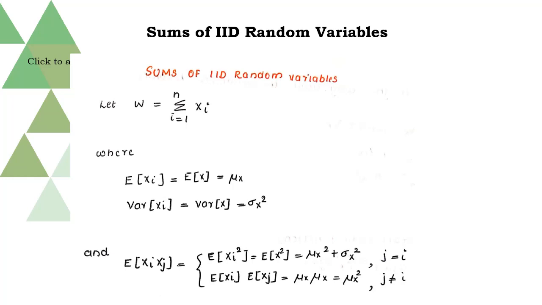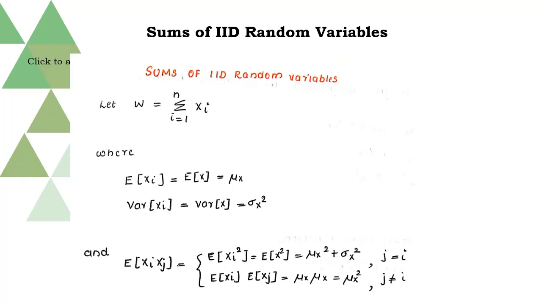Now as I told you, these are IID random variables, so their PDF will be the same. If the PDF is the same, then the mean and variance of each and every random variable will be the same, that is expected value of xi will be equal to mu x, that is expected value of x1 equal to expected value of x2 is equal to expected value of x3, etc. is equal to mu x. In the same way, their variance will also be the same, which is equal to sigma x square.